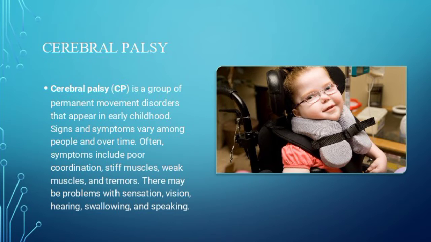Cerebral palsy is a group of permanent movement disorders that appear in early childhood. Signs and symptoms vary among people and over time. Often symptoms include poor coordination, stiff muscles, weak muscles, and tremors. There may be problems with sensation, vision, hearing, swallowing, and speaking. Sometimes the child has some of these problems.